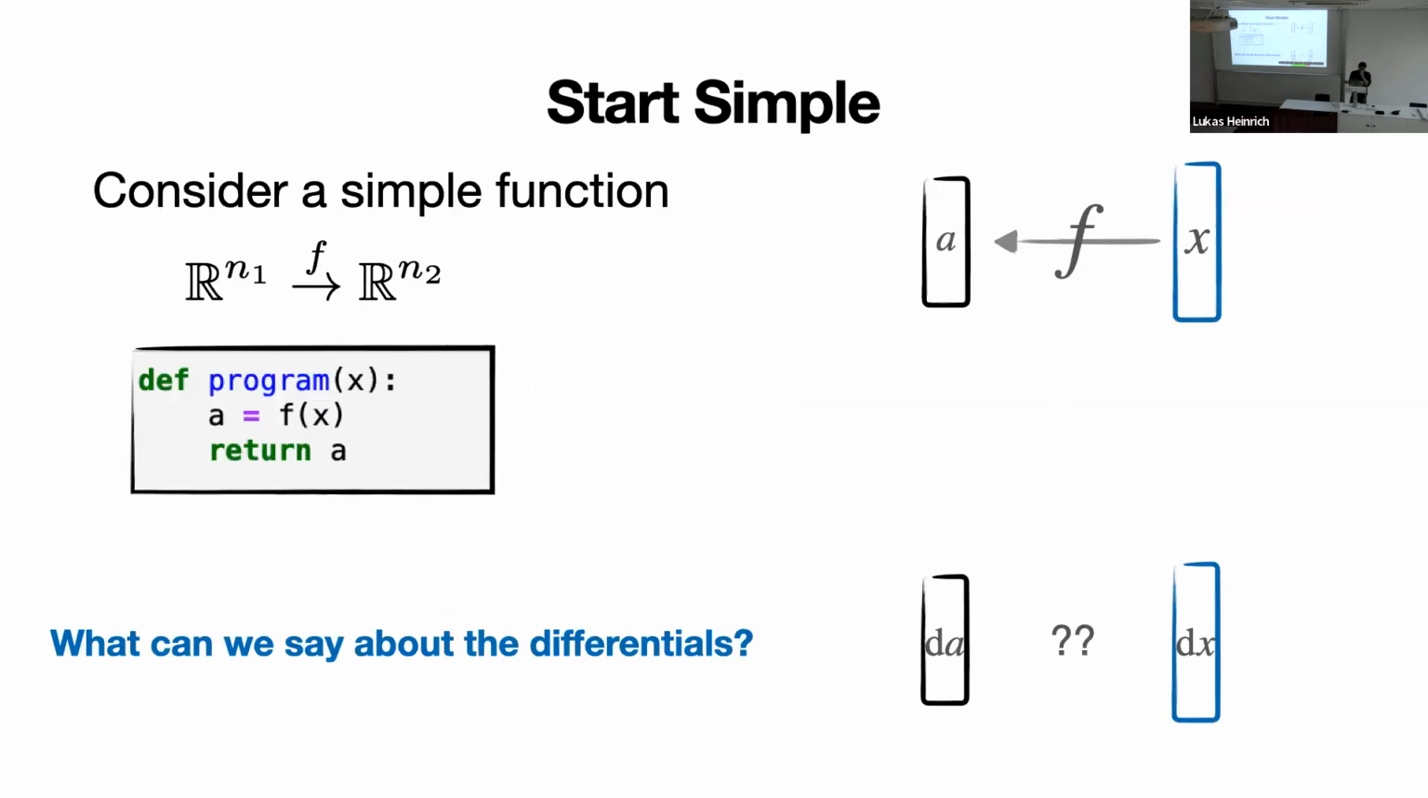Okay, so let's start simple. We're considering a simple function, a very simple program. So let's do differentiable programming. We want to go from some Rn to some other Rn, where the dimensionalities of the data are different. So we go from X to A, right? And now what can we say about the differential?